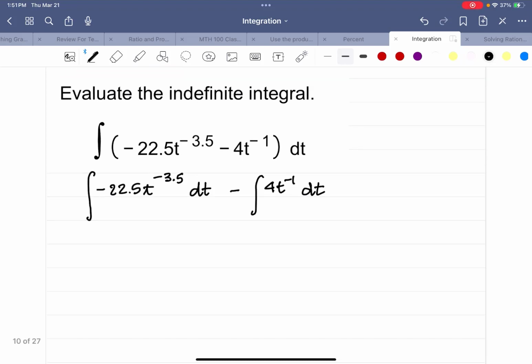Now, anytime you have a constant, you can bring that constant outside. So let me go ahead and do this. You don't have to write it this way, but sometimes it makes it easier. So I'm going to bring my constant coefficients to the front.